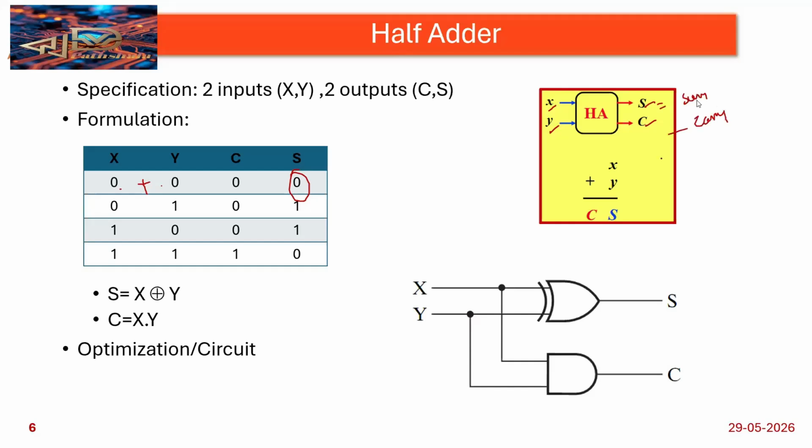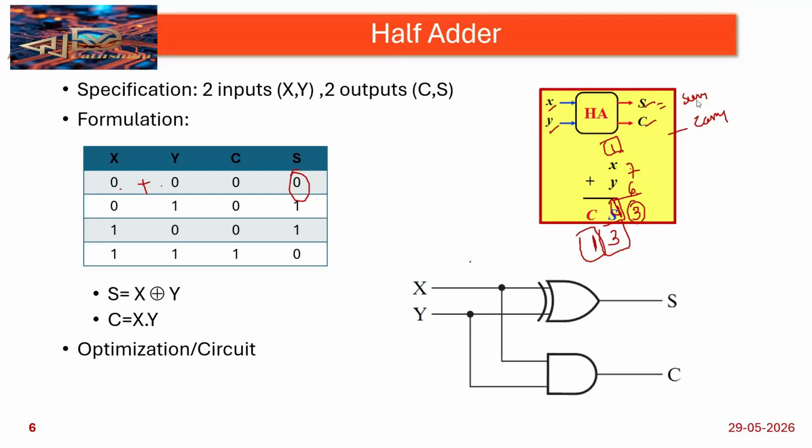Why am I getting the carry here? Suppose I am adding 7 plus 6, then 7 plus 6 means 13. So 3 is my sum and 1 is my carry. That means 3 is the units place and 1 is the tens place. In that way we will add two numbers in our combinational circuits.